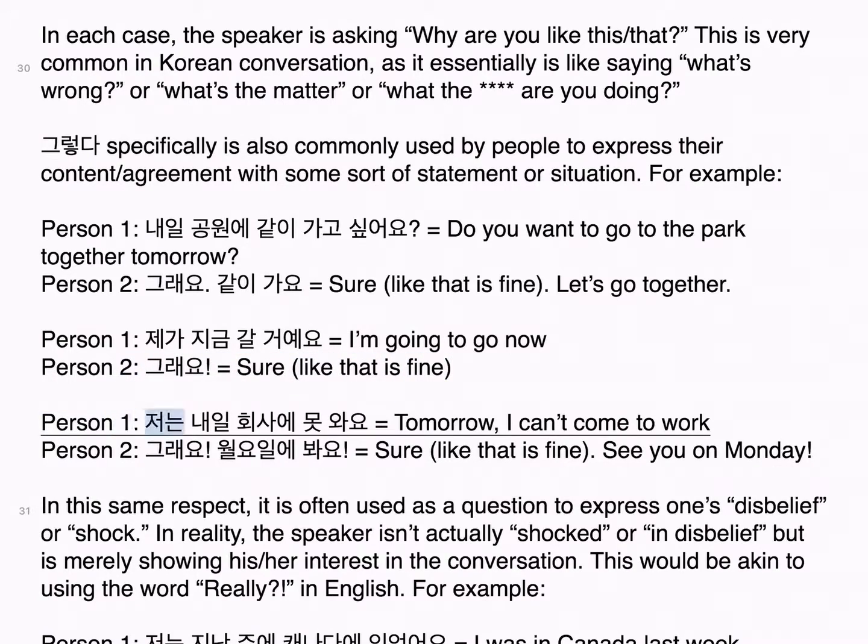Person 1: 저는 내일 회사에 못 가요. Tomorrow, I can't come to work. Person 2: 그래요. 월요일에 봐요. Sure, like that is fine. See you on Monday. In this same respect, it is often used as a question to express one's disbelief or shock. In reality, the speaker isn't actually shocked or in disbelief but is merely showing his or her interest in the conversation. This would be akin to using the word really in English.